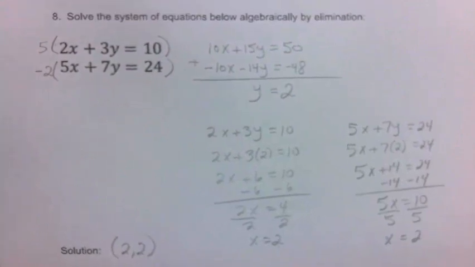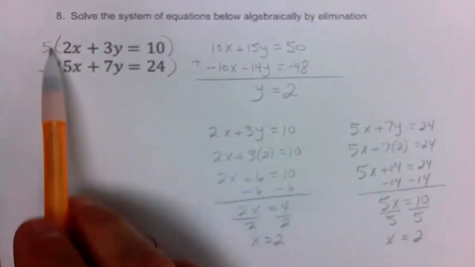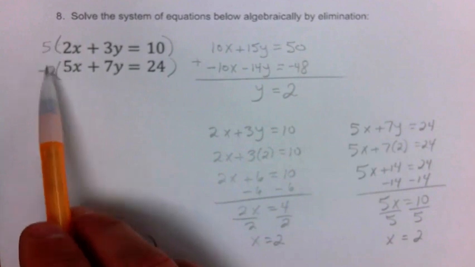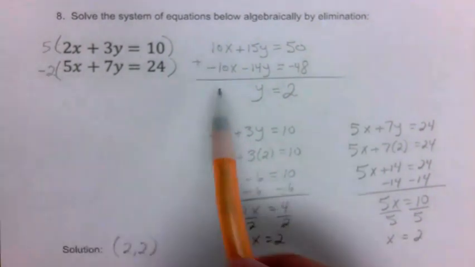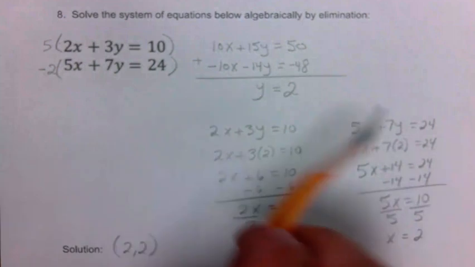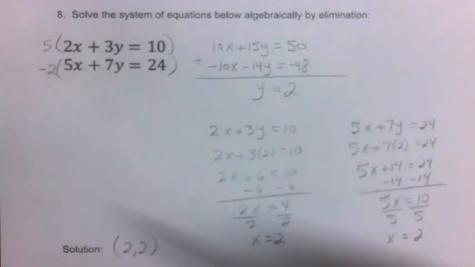Once again, this one was a little different. I had to multiply each equation by some value in order to create the opposites, and that might happen sometimes. So always look: is it easy to make opposites by doing something to just one equation, or am I going to have to do something to both equations?